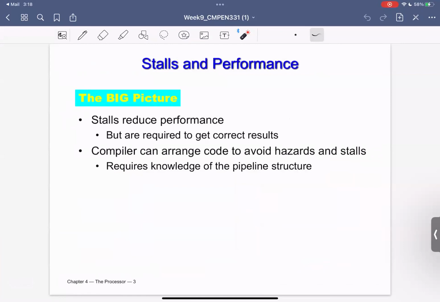Of course, stalls are not something that we would like to handle. We hope to reduce them as much as we can, because stalls reduce performance. But unfortunately, they are required to get correct results.